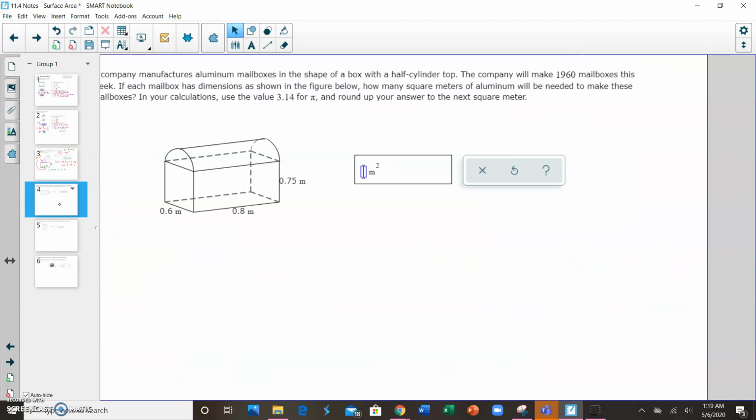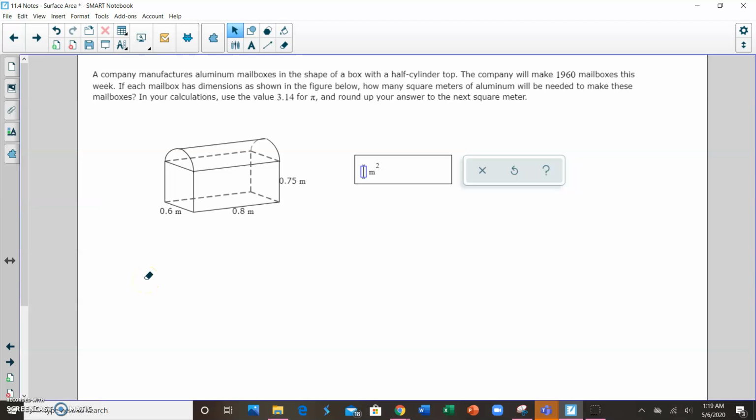Okay, so for the next one, this is the mailbox, and it says the company is going to make 1,960 of these mailboxes this week. So what they need to know is how many square meters of aluminum they need to make the mailboxes. So when you get done, you have to multiply your answer by 1960 because that is how many you are making. So keep that in mind.